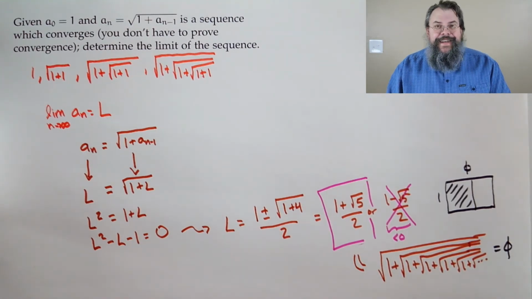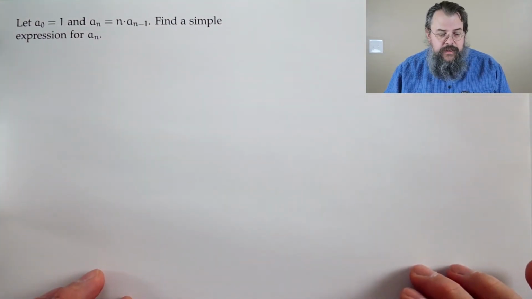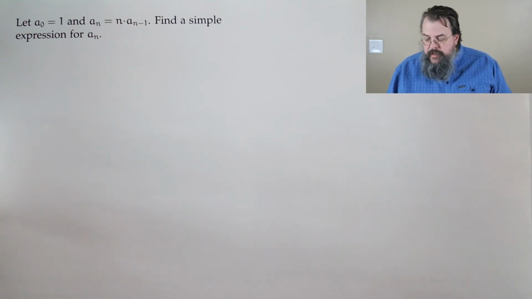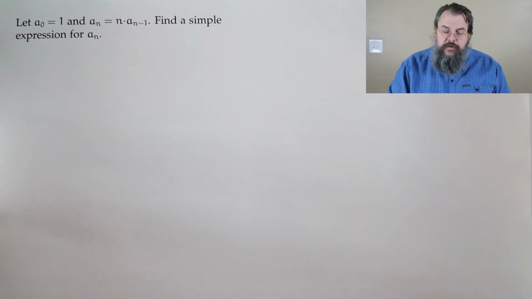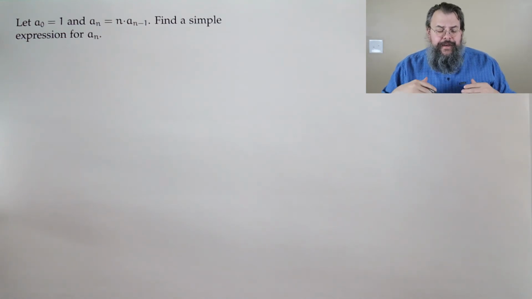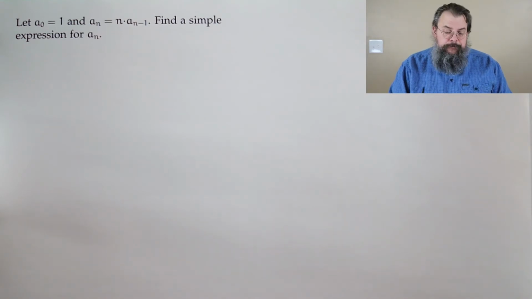So, okay, well, on to more problems. Okay. So, let a0 equal 1 and a sub n equal n times a sub n minus 1. So, more recursive. We're going to do a lot of recursive ones today, but that's okay. I think recursive sequences tend to be fairly common when we see sequences. So it's good to get into the habit of understanding how they work. Find a simple expression for a sub n.